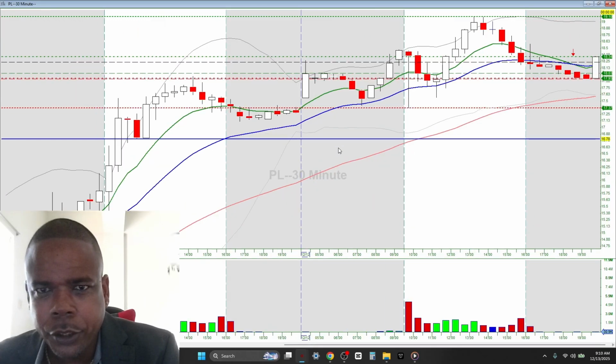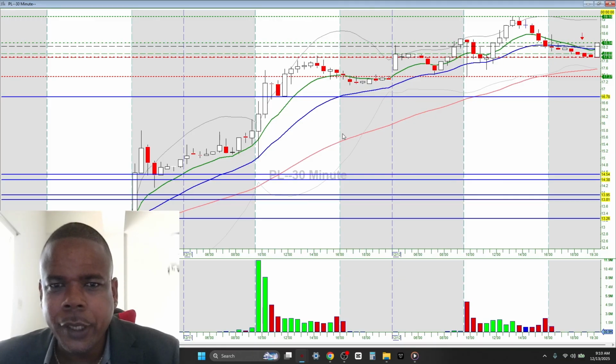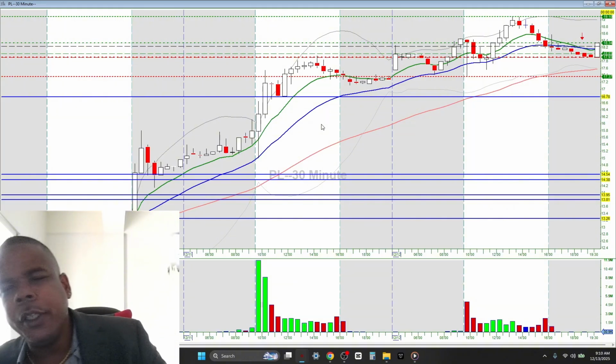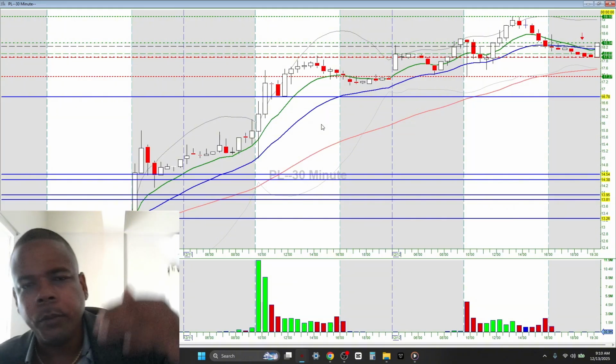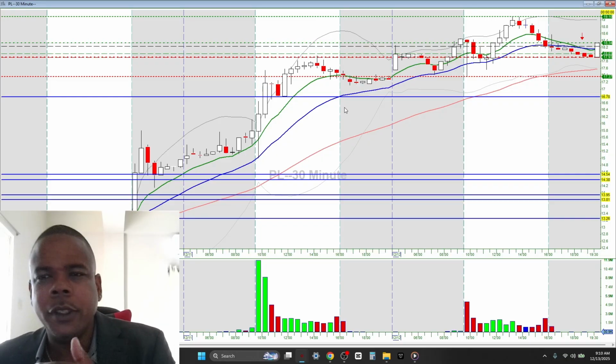First, I look at the 30-minute chart. We look to see if the price is uptrending or downtrending, or if it's going sideways on the 30-minute. Generally, if the daily chart is gapping up and looking to go higher, then we also want to see the 30-minute chart supporting the daily chart.